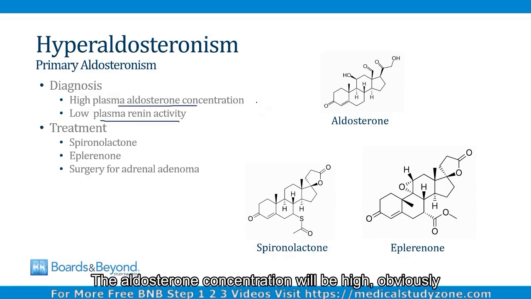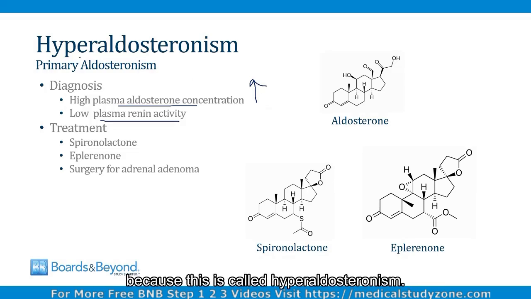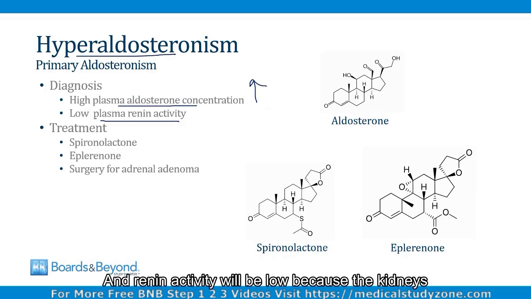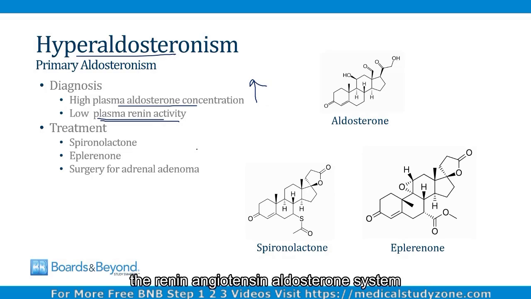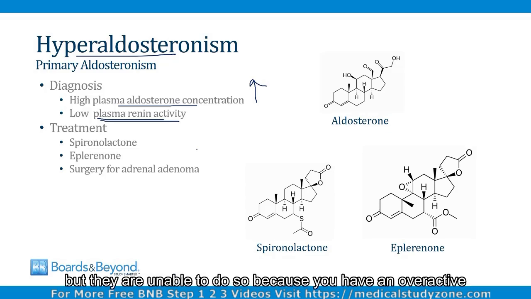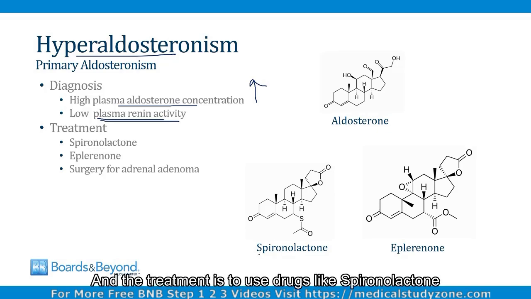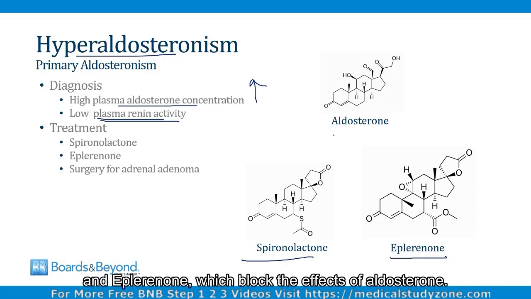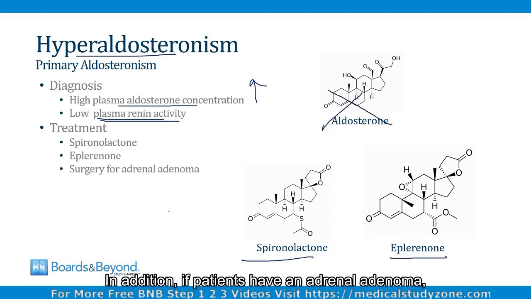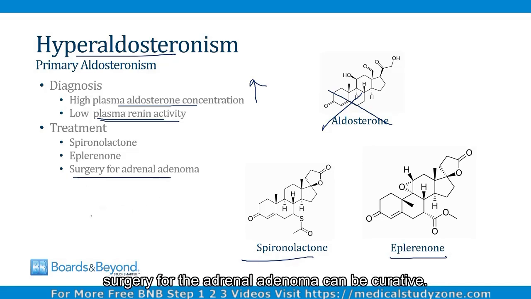The aldosterone concentration will be high, obviously, because this is called hyperaldosteronism. And renin activity will be low because the kidneys are trying to dial down the renin-angiotensin-aldosterone system, but they are unable to do so because you have an overactive adrenal gland producing too much aldosterone. And the treatment is to use drugs like spironolactone and eplerenone, which block the effects of aldosterone. In addition, if patients have an adrenal adenoma, surgery for the adrenal adenoma can be curative.